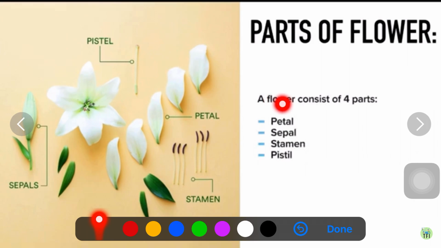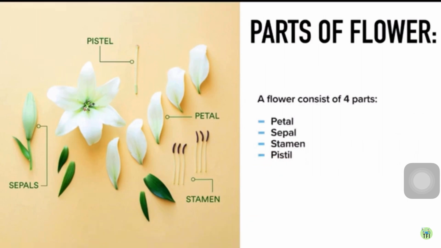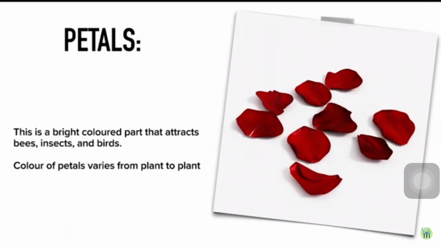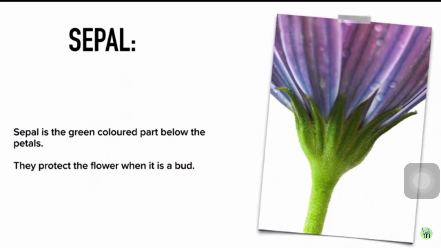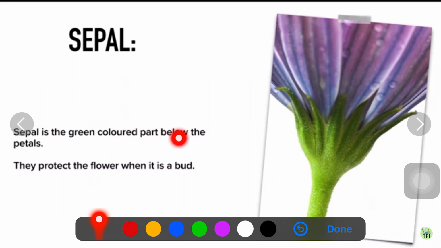As you already know by watching the video, a flower consists of 4 parts: petal, sepal, stamen and pistil. Petals. This is a bright colored part that attracts bees, insects and birds. The color of petals varies from plant to plant. Sepal. Sepal is the green colored part below the petals. They protect the flower when it is a bud.